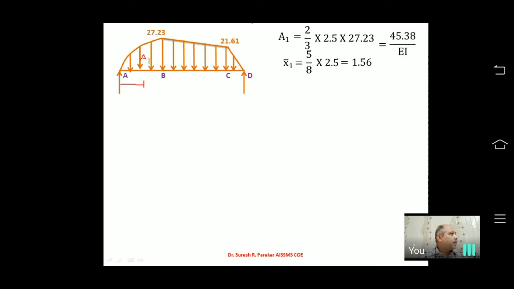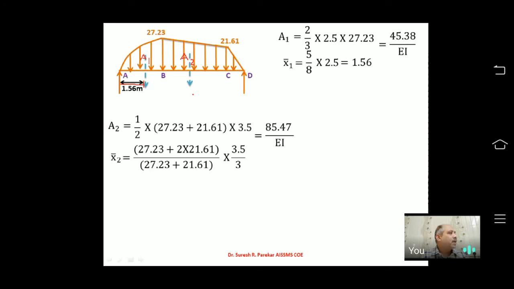Then we go to the second part, which is the trapezoid, and we get the area A2, as shown over here. A2, the area of this, is 1/2 times the sum of parallel sides, and that will be 85.47 upon EI. Now if you find x2 bar, we are finding it from the 27.23 side, that means from B, and I get this value as 1.68. So you can see 1.68 meter from B.